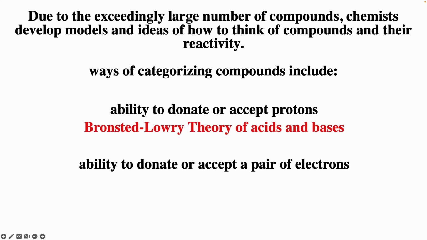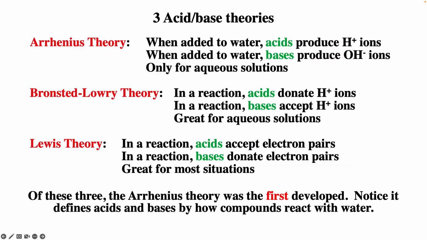We could also characterize compounds on their ability to donate or accept a pair of electrons, and that corresponds to Lewis' theory of acids and bases. And so there's three common acid-base theories: the Arrhenius, the Bronsted-Lowry, and the Lewis. Of these three, the Arrhenius theory was developed first.